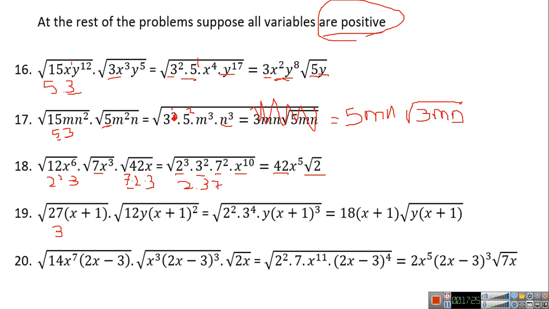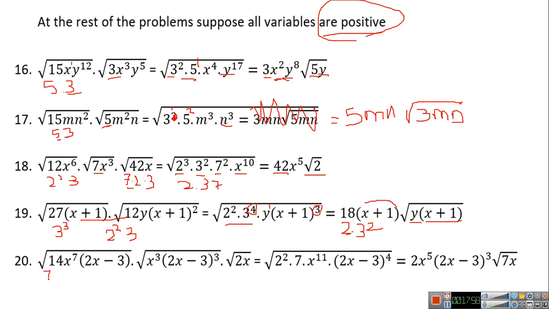27 is 3 cubed. 12 is 2 squared times 3. So I have 2 squared and 3 power 4 and x plus 1 power 3. Here power odd, here power odd, so there remains 1y and x plus 1. So 2 divided by 2 will be 2 outside. The 3 power 4, 4 divided by 2 is 2, so 3 squared. 9 times 2 is 18, and you have x plus 3 divided by 2 is 1, remains x plus 1 outside.